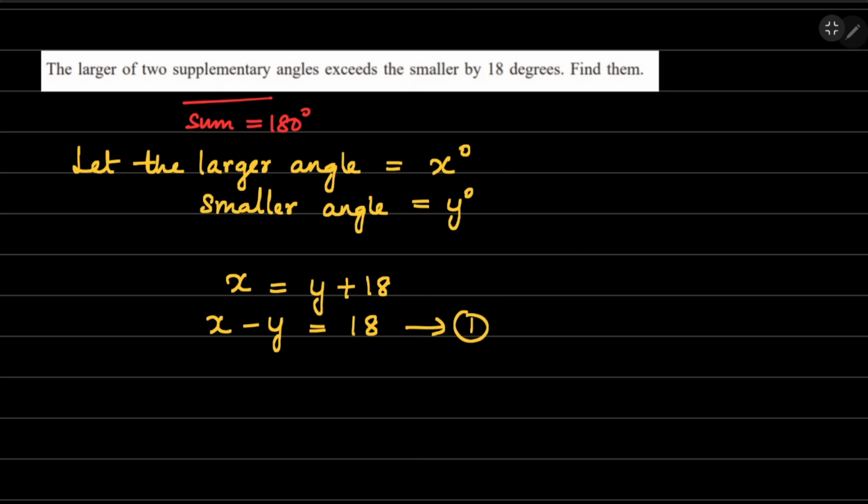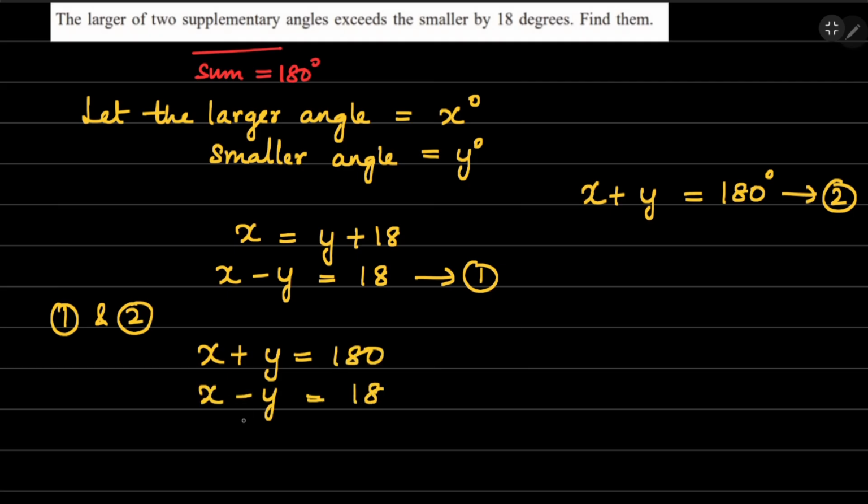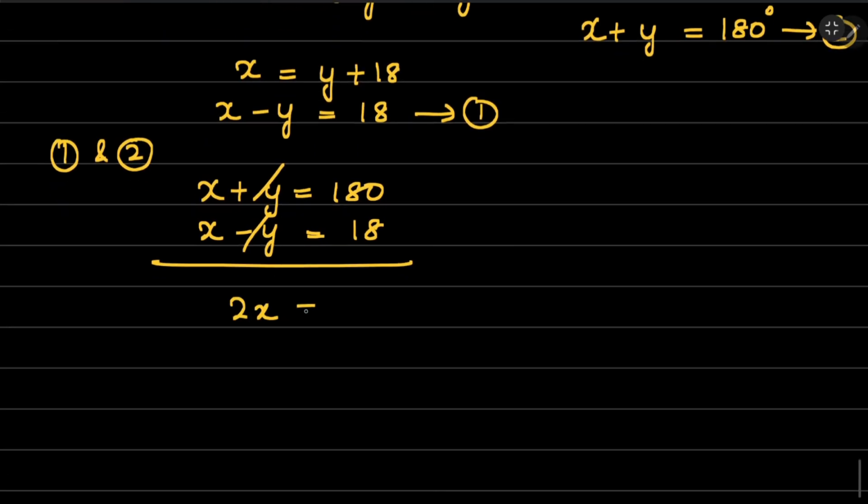This is your first equation. Since the two angles are supplementary, what is x plus y? x plus y is equal to 180 degrees. So this, let it be your equation 2. So just solve 1 and 2. From equations 1 and 2, you can write x plus y equal to 180, x minus y equal to 18. Just add them. Plus y minus y will get cancelled. 2x equal to, just add them, so you have 198. So x is equal to 198 divided by 2. So it is 99.